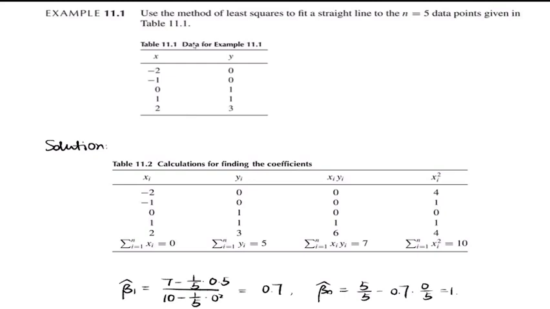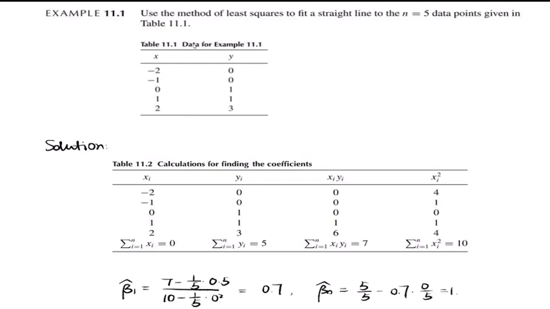You've already gotten that. The sum of xy is actually 7. You're going to plug that in. So you're plugging each of these into the formula you've created, and at the end of the day, we've gotten our beta 1 cap to be 0.7 and the beta naught cap to be that.